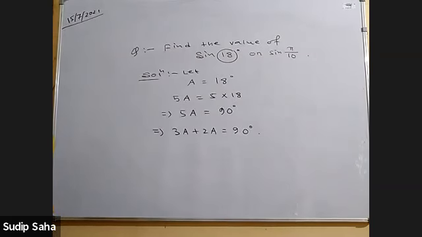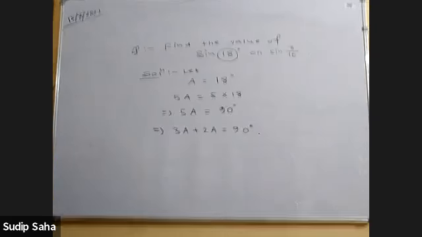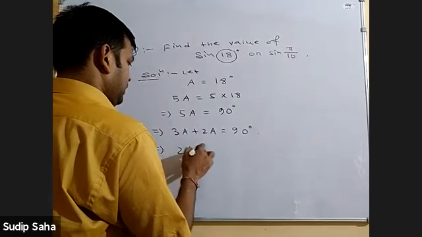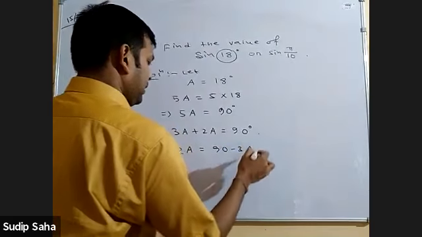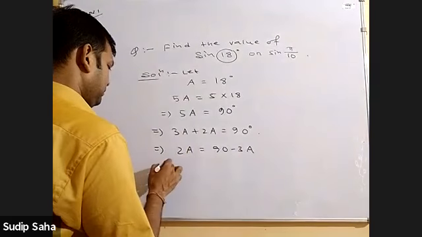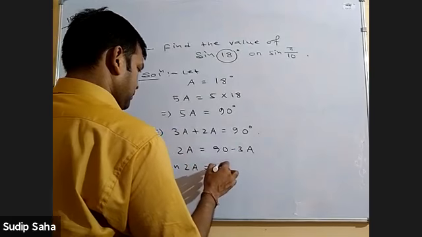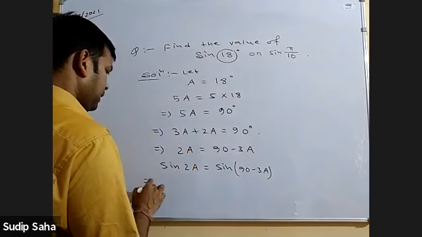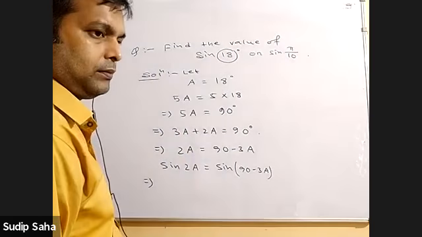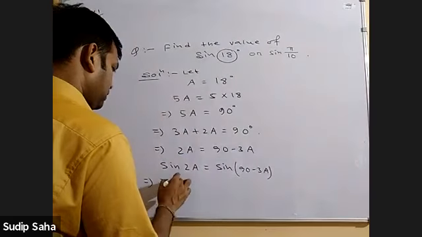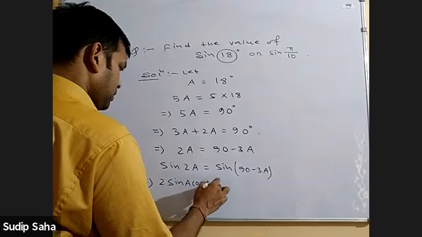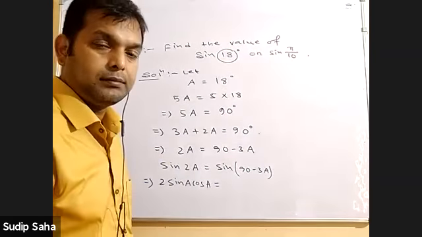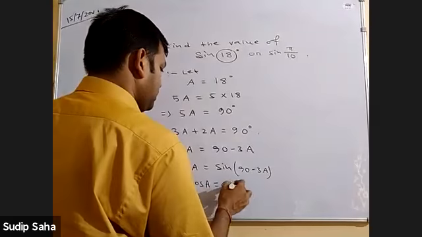Yes, sir. कौन सा टर्म लोगे देखो. Sir, 3a. 3a, okay, take 3a on that side. 2a equal to 90 minus 3a. Let's see. Now write sin on both sides. Sin 2a is what? 2 sin a cos a. Very good. Sin 90 minus 3a, this is one acute angle, 3 into 18, 54. What is sin 90 minus theta? Cos theta, cos 3a.